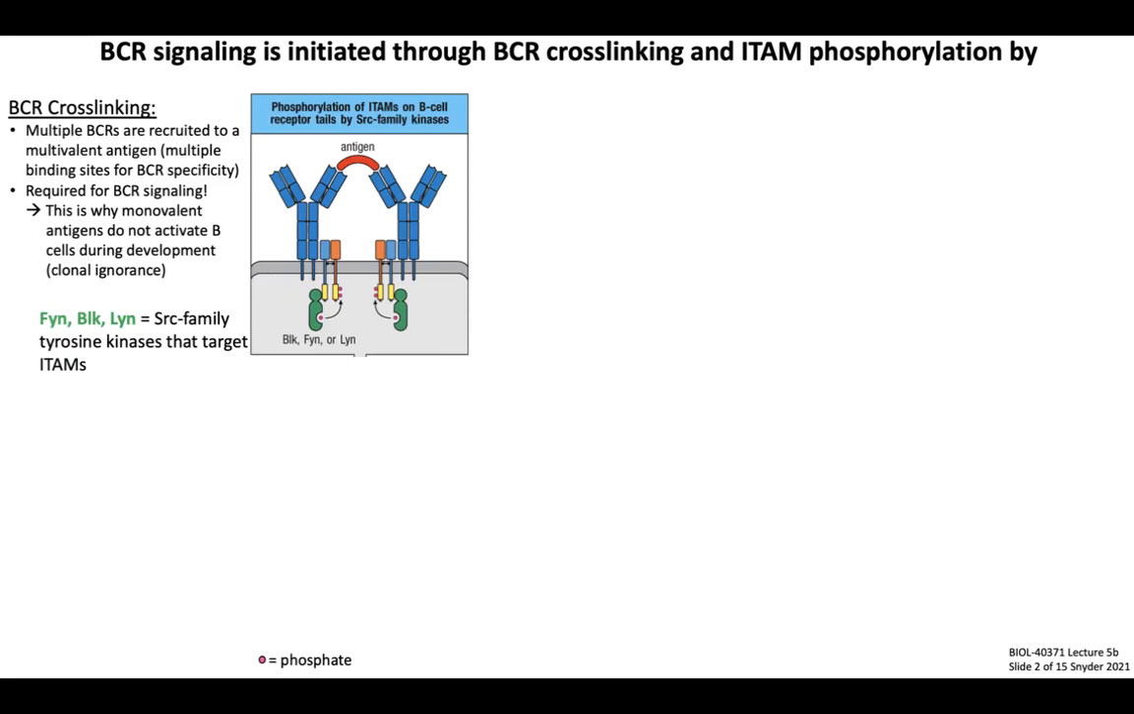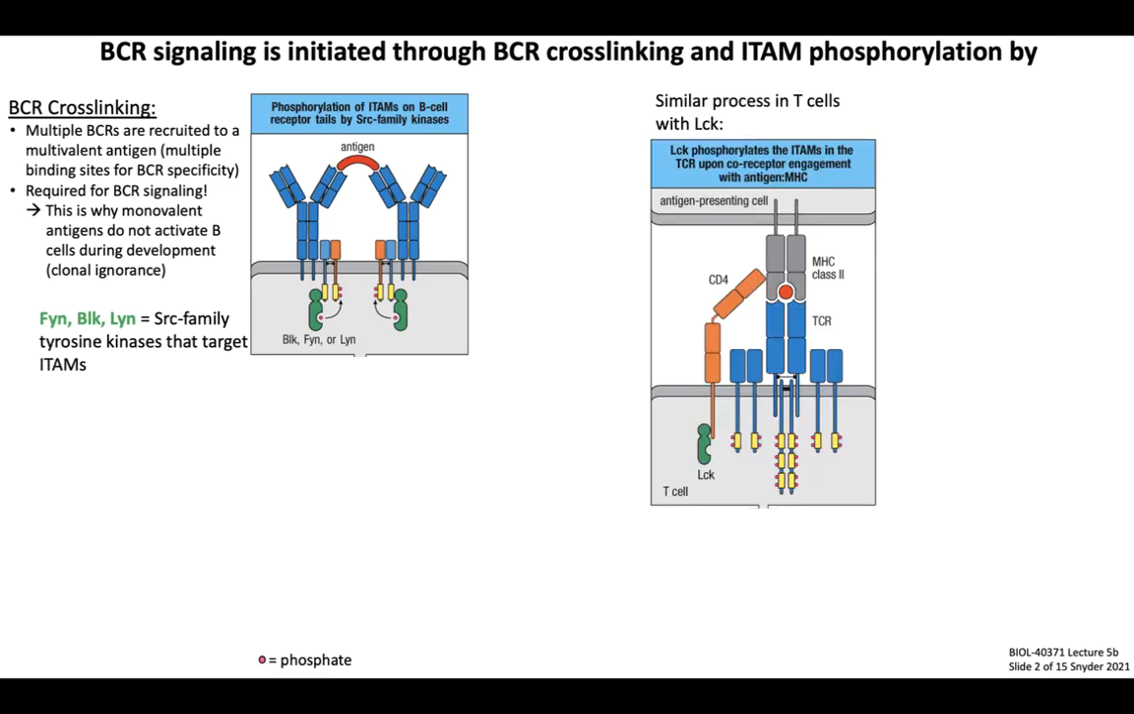Once cross-linking occurs, the ITAMs of multiple Ig-alpha and Ig-beta proteins are recruited together, which allows them to be targeted by the first set of tyrosine kinases in this signaling pathway. And these are called Fyn, Blk, and Lyn, and they're shown here in green. Note that this is a very similar initiation step to what we saw in T cells, and that like the Lck kinase that initiates TCR signaling, these three kinases present in B cells are also Src family kinases.